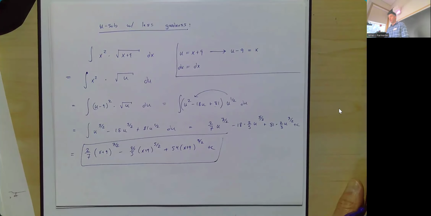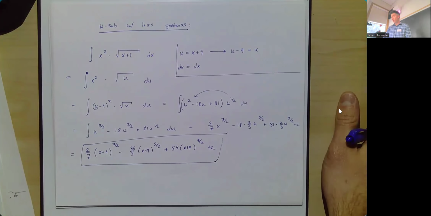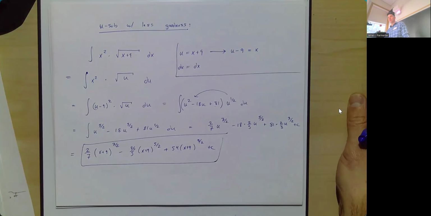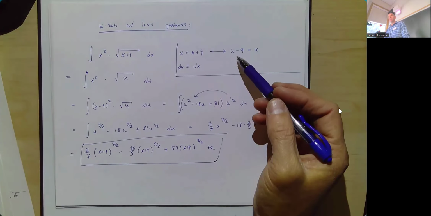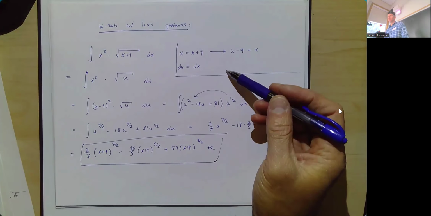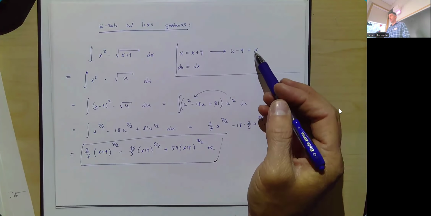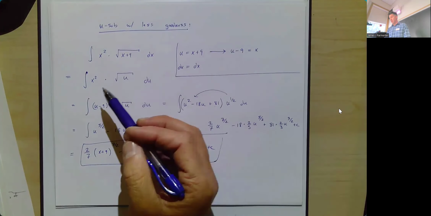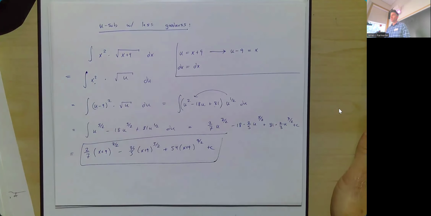This is an example of what's called a back substitution, where you do a u sub, and then you've got some leftover x's, and you have to back sub, I feel like that word is not the best word, but it's what it's called. We have to solve for x and then substitute back in for the remaining x's that are left over. Questions about this before we do another example?